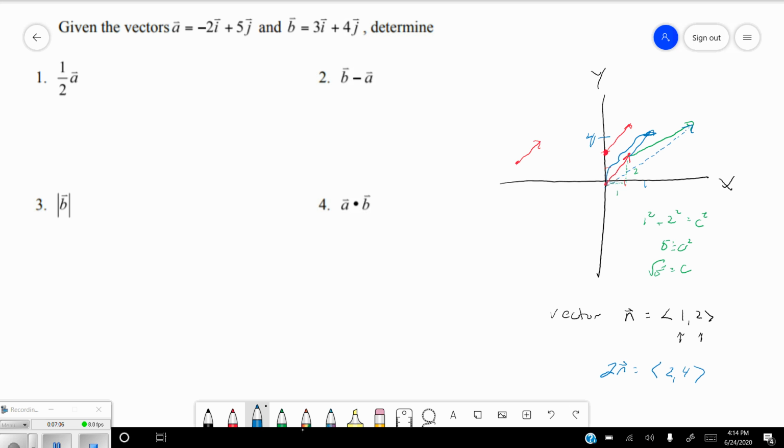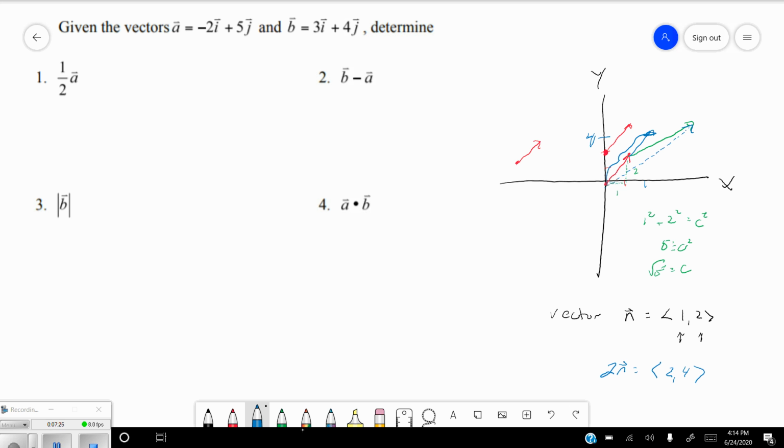When you add vectors together, you're simply going to add the components. Add the x component, add the y component. When you subtract vectors, same idea. You subtract the x's, subtract the y's. When we get to number 3 and 4, I'll talk about those again. 4 is not something we will usually see.